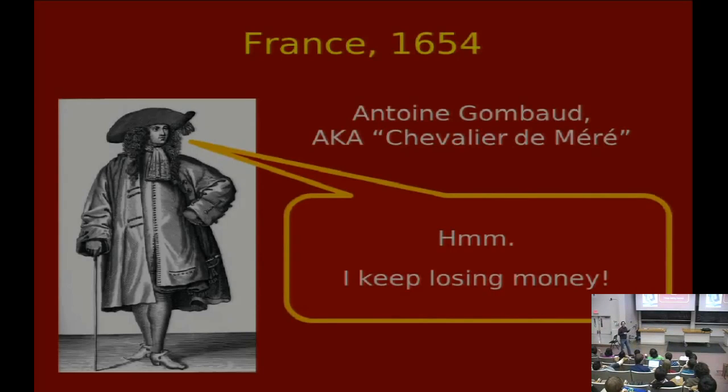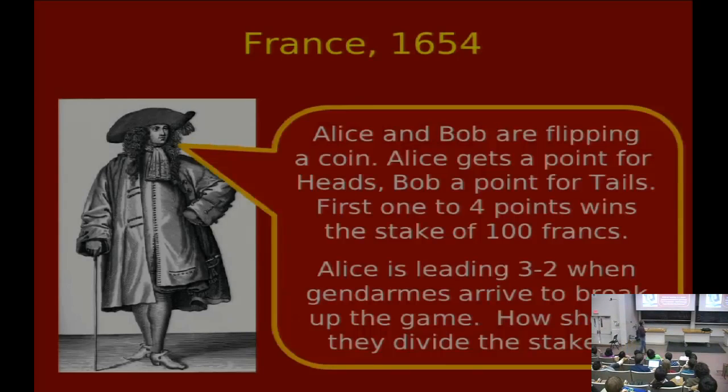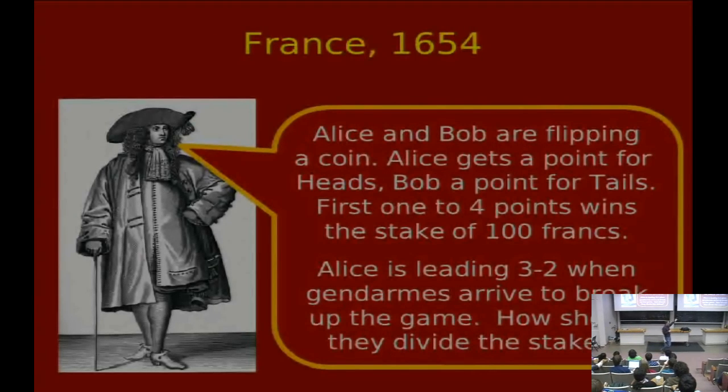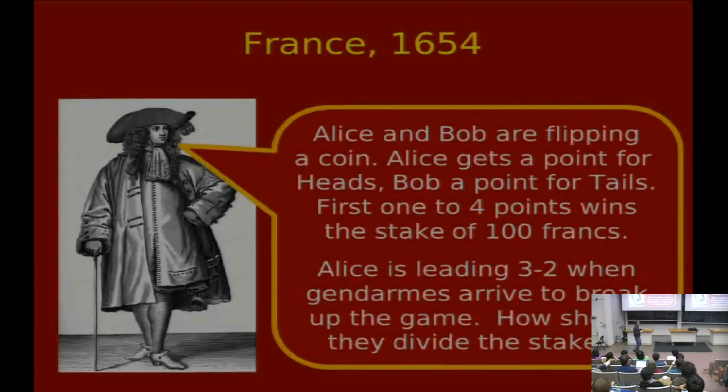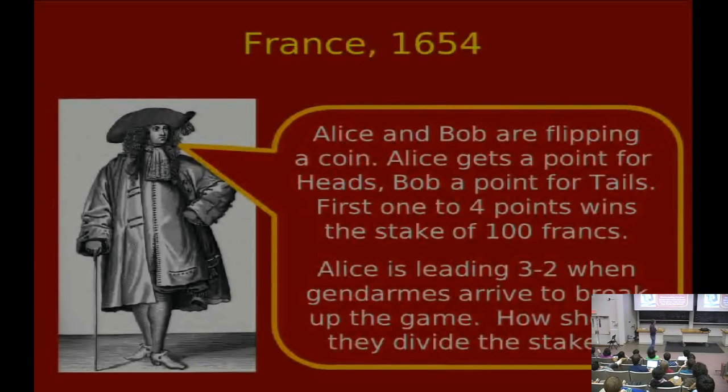This bothered him, and he's like, I need to understand what's going on here. I thought I had a great scam. So he had some other scam going, and it was basically this situation. He was, I guess, really into gambling. And he said, imagine Alice and Bob are flipping a coin. It's like the simplest betting game of all. Alice gets a point for heads, Bob gets one for tails, and it's like a race to 4. And whoever wins gets 100 francs.